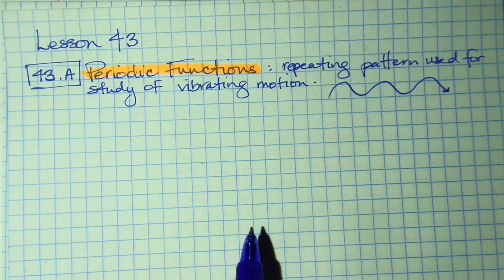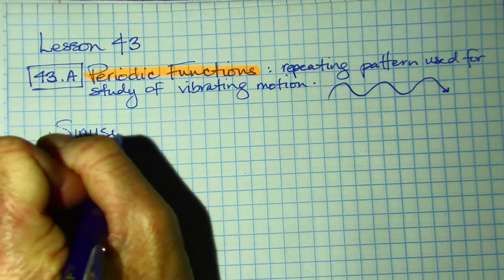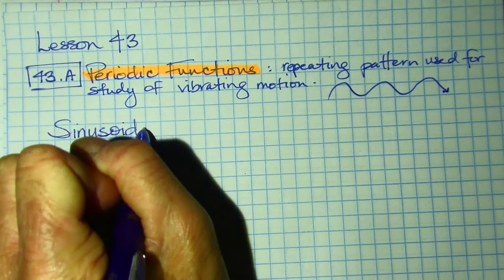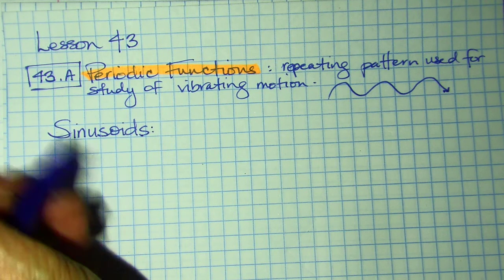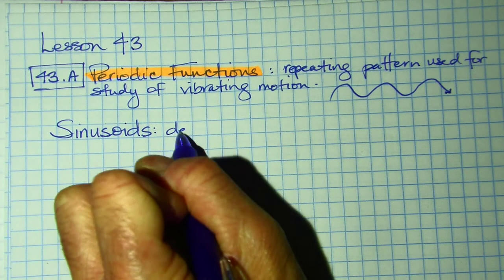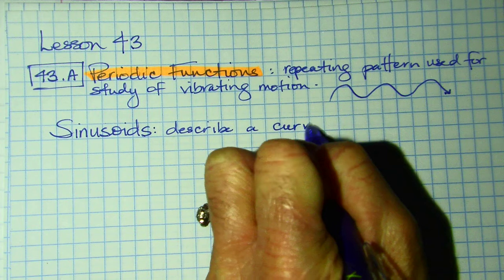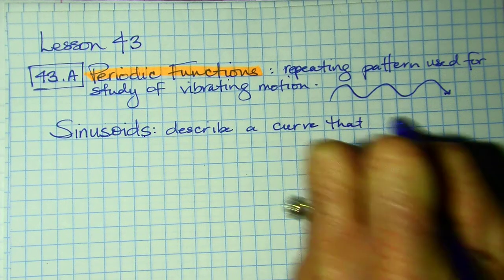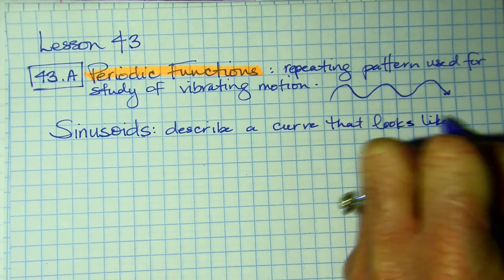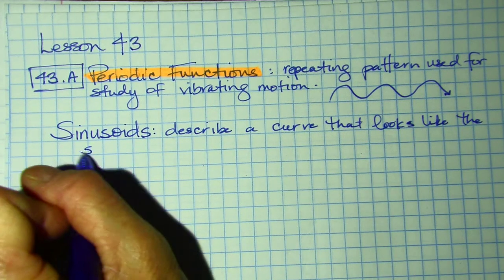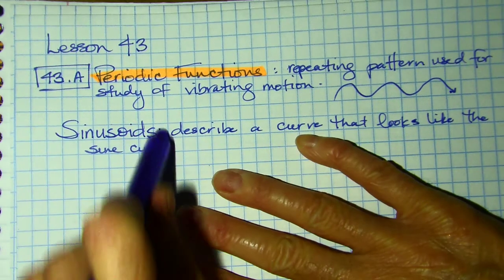Now, examples of these are called sinusoids. Or maybe they're pronounced sinusoids. I'm pretty sure it's sinusoids. And sinusoids describe a curve that looks like the sine curve. Whoops, I spelled curve wrong.